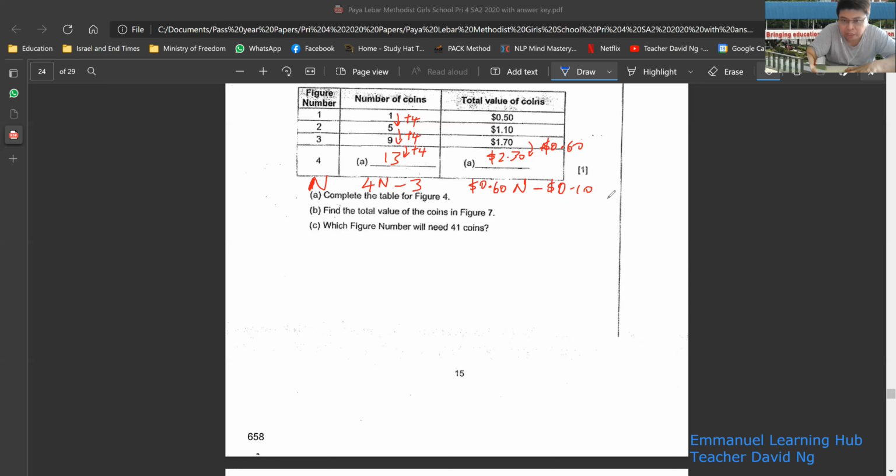Okay, 60 cents times n minus 10 cents. Your 60 cents times 1 gives me 60 cents. I need to minus 10 cents to make it your 50 cents. So it's 60 cents times n minus 10 cents. Agree? That's the total value of coins.